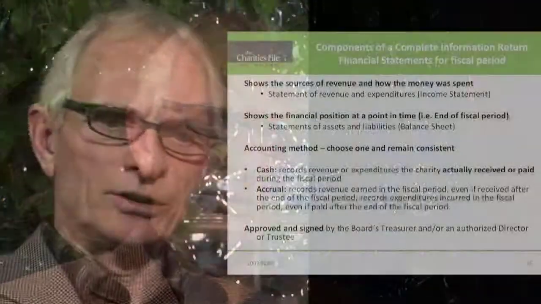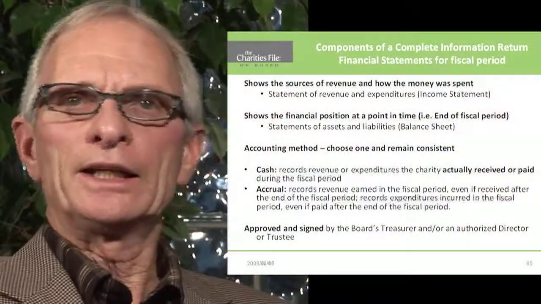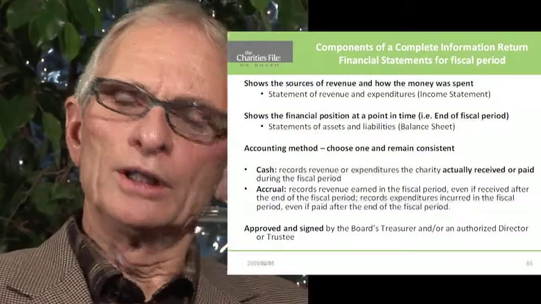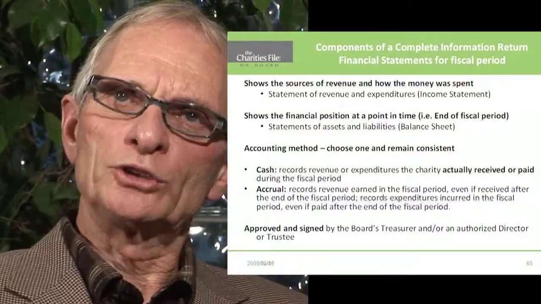Another component that is expected to be forwarded are things like the income statement, which is really a statement of revenue and expenditures. The balance sheet, which is a statement of assets and liabilities. Again, ensuring that the accounting method is consistent, either cash or accrual. And again, this needs to be signed by the board treasurer or an authorized director or trustee.